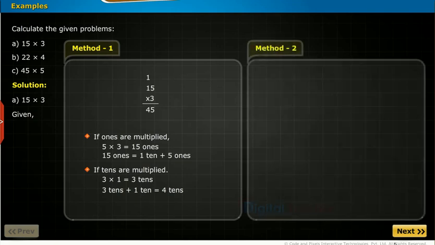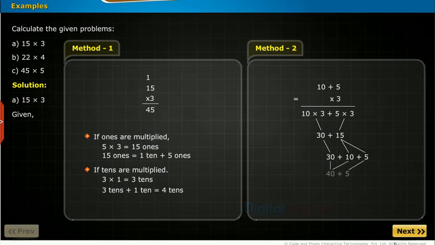Method 2. In method 2, 15 is split into 10 plus 5. Now multiply 10 plus 5 with 3. We get 3 into 5 plus 3 into 10, which gives 15 plus 30. Again now 15 is split into 10 plus 5. Then we add 30 plus 10, which is equal to 40. Therefore, we have 40 plus 5 equal to 45. So, finally the answers of method 1 and method 2 are equal, that is 45.